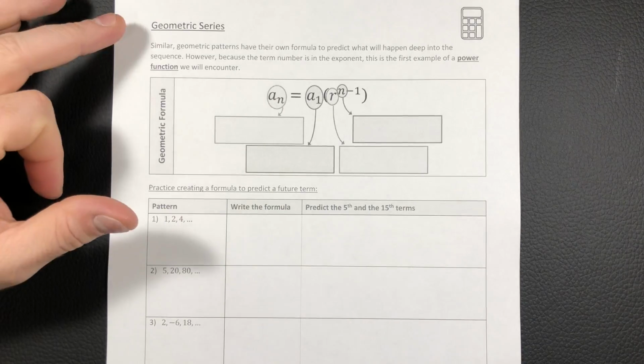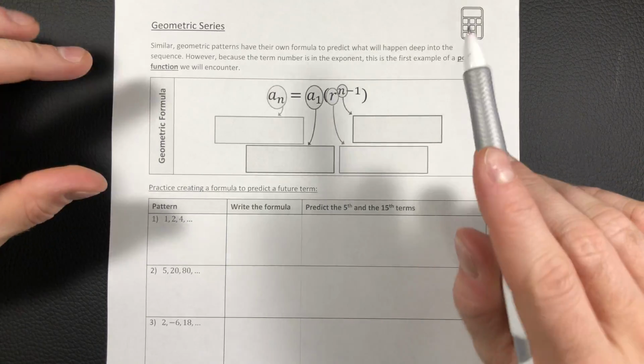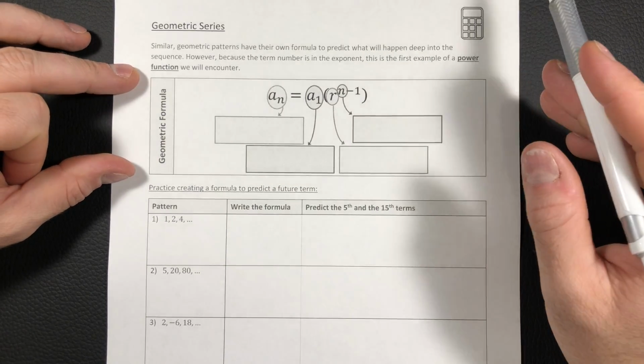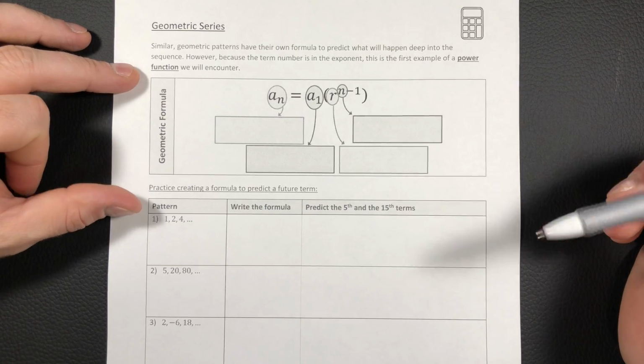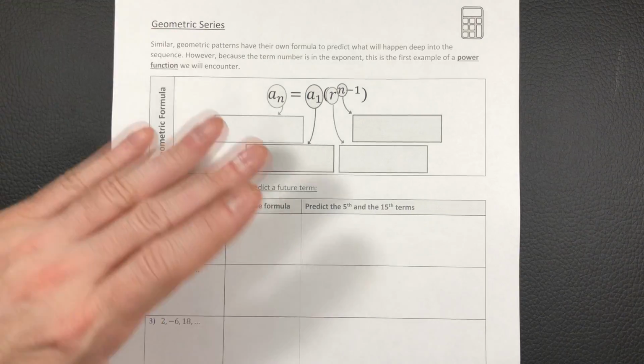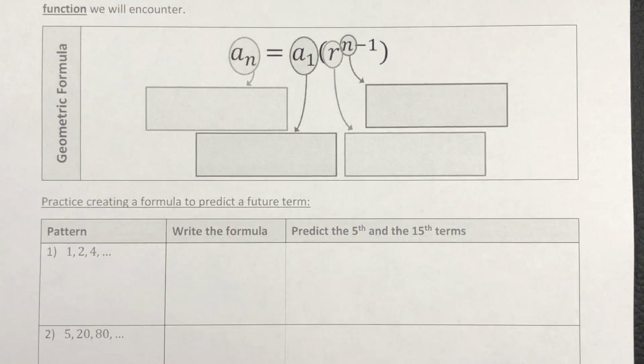So today we're going to be looking at a geometric series. Now, a geometric series is the first example of a type of power function, or another way that we could describe it is an exponential graph. And so without further ado, let's jump into the generic formula of a geometric series.